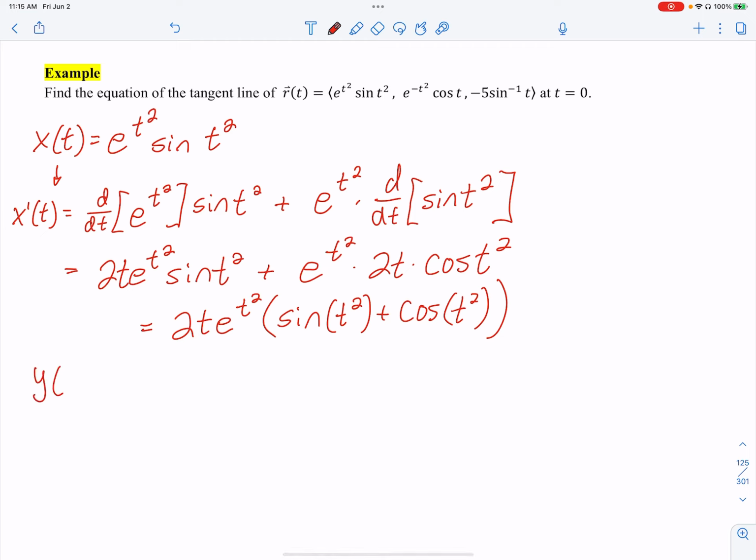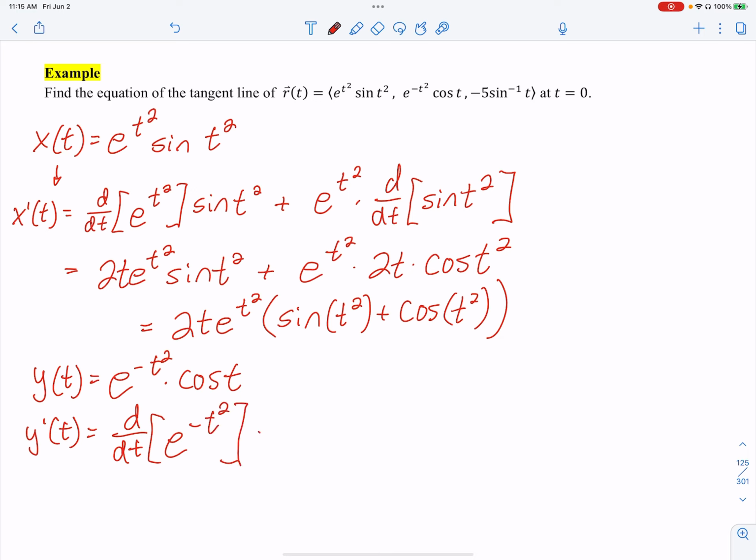Right? Y of t is e to the negative t squared times cosine of t. Right? I'll write out the product rule. Y prime of t is the derivative with respect to t of e to the negative t squared times cosine of t, plus e to the negative t squared times the derivative of cosine t.